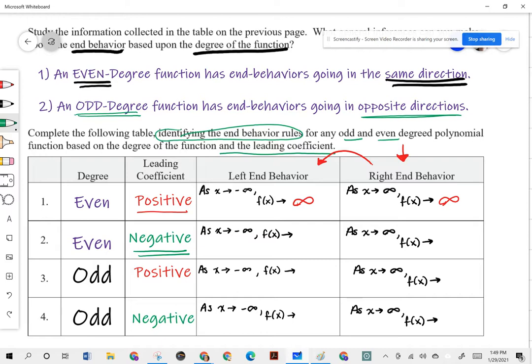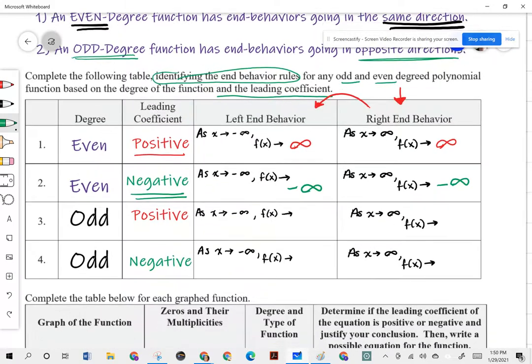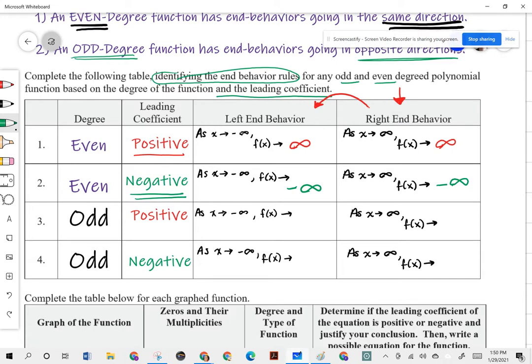Again, we start on the right behavior. If it's a negative leading coefficient, the right side of the graph is going to be approaching negative infinity. And if it's even, again, the end behaviors are in the same direction. So this is also negative infinity. All right, remember with odd though, we're going to have end behaviors that are opposite. So again, with a positive leading coefficient, your right side will be positive infinity. But because it's odd, your left side is going to be the opposite.